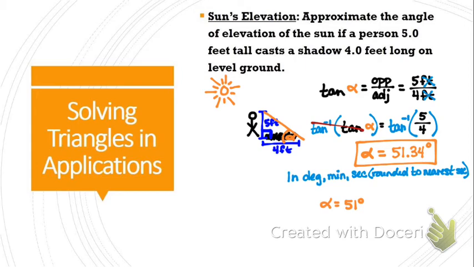So I already know it would be 51 degrees. How many minutes? 20 minutes. How did you get that? Times 60. What did you times by 60? 0.34 times 60. And you got 20 exactly? 20.4 minutes.